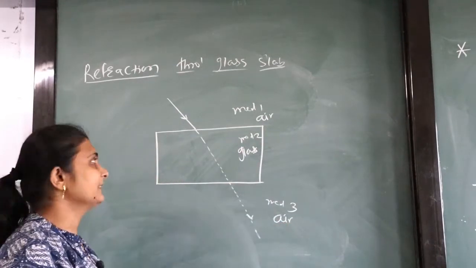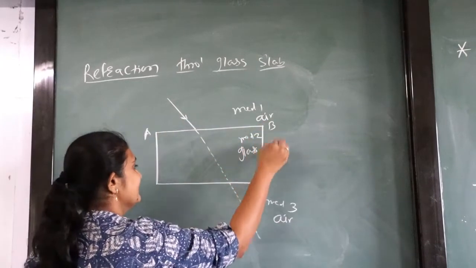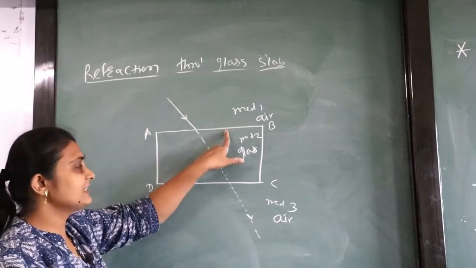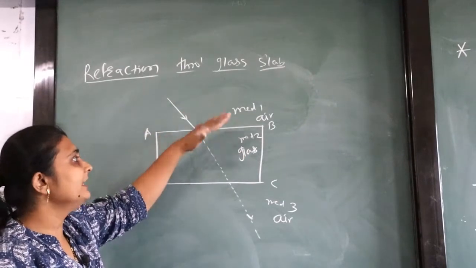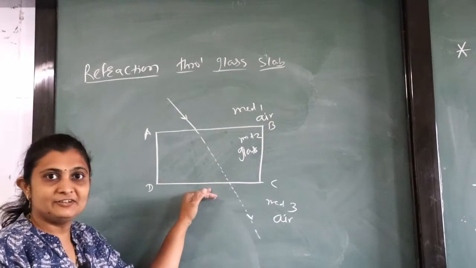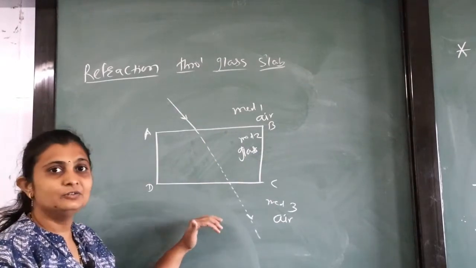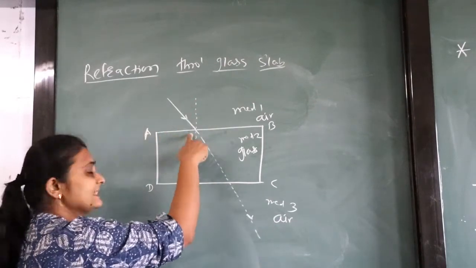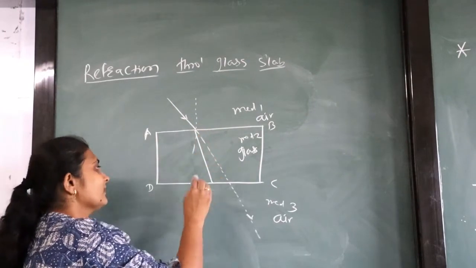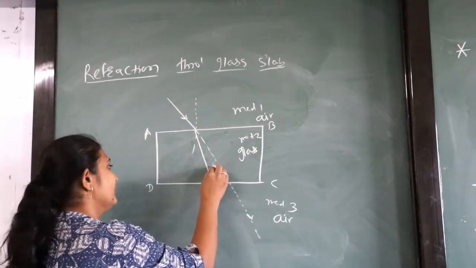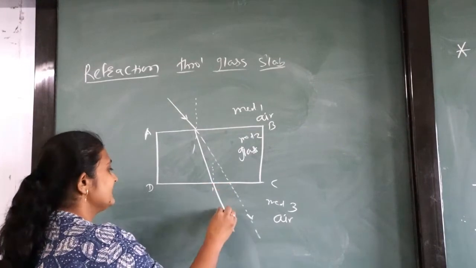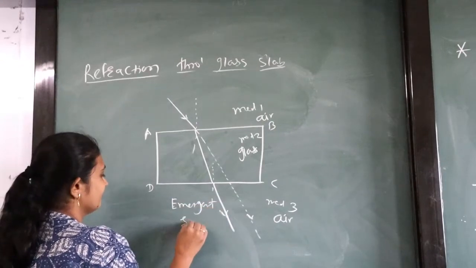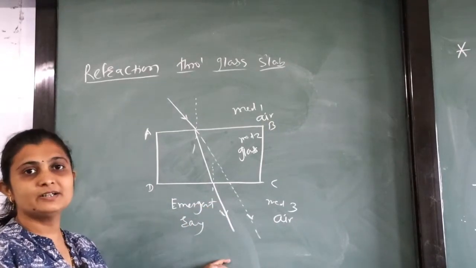Then refraction occurs. Consider ABCD is a glass slab. There are two refracting surfaces. Here refraction occurs as the medium changes from air to glass. Here also there is a refraction, as the glass medium changes into air medium. Here we draw the normal. This is the incident ray, the refracted ray, and again we draw the normal here, and this is the emergent ray.